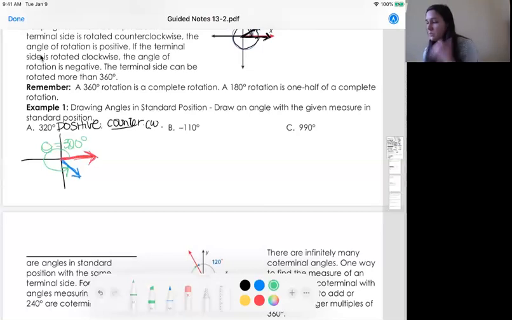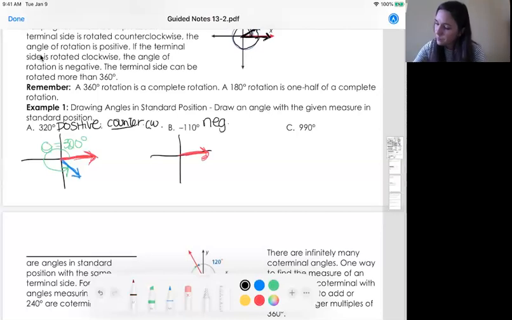Okay, let's do the next one. So we've got negative 110. So I'm gonna first draw out my axis. Remember, we always start there in the positive direction. Then it's going to rotate in a negative direction. This is negative, so that means we're going clockwise.